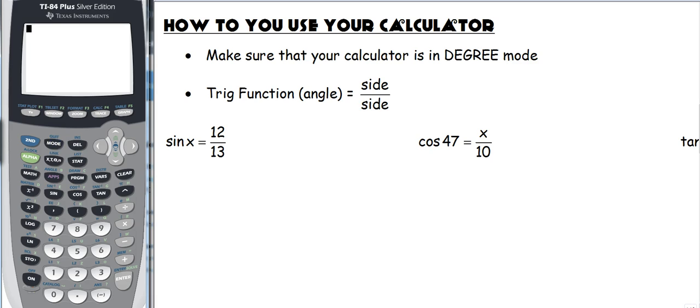And when you enter in a trig function, it's always whatever your trig function is, sine, cosine, tangent, cosecant, secant, cotangent, of your angle measure. And then that's equal to whatever your side is over your side. So in this case, I've got sine of x is equal to 12 over 13. Because I don't know what x is, that means I'm solving for an angle.